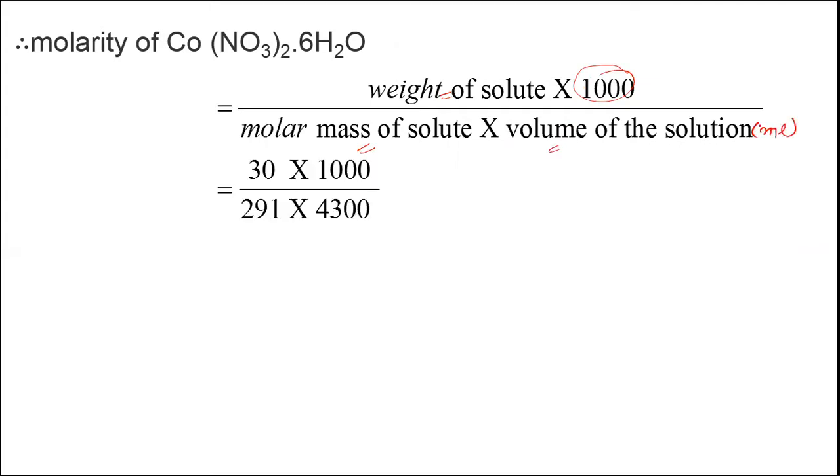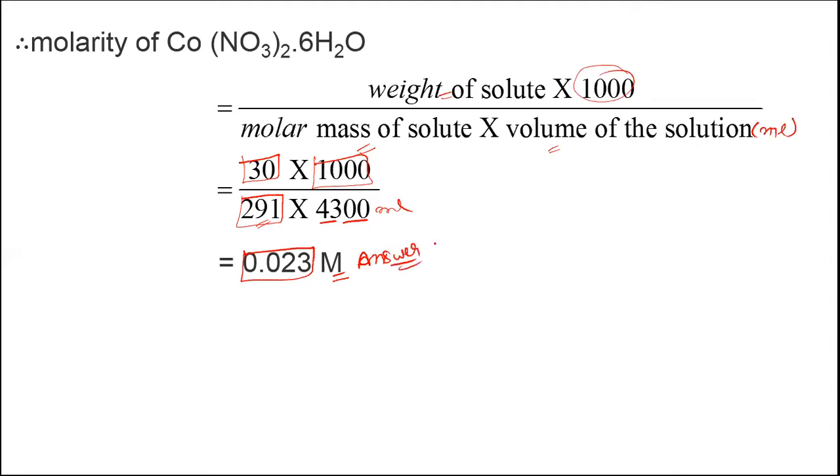Okay, so we substitute the value here. The value given here is 30 gram of solute. The molar mass is 291 gram per mole, 1000, and volume given here is 4.3 liter, that is 4300 ml. Well, when we solve this equation, the value comes to be 0.023 molar. So the molarity of this solution is 0.023 molar. This is our answer.